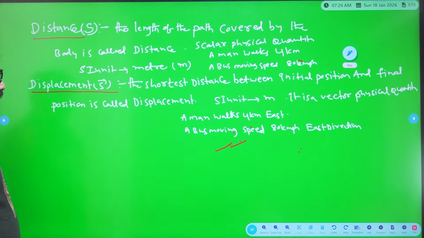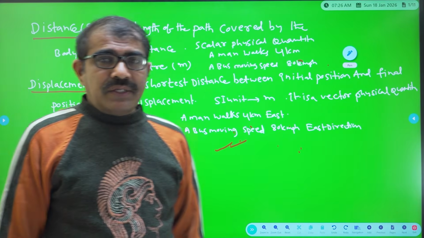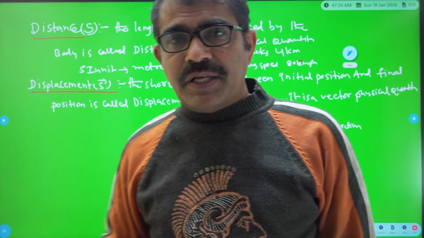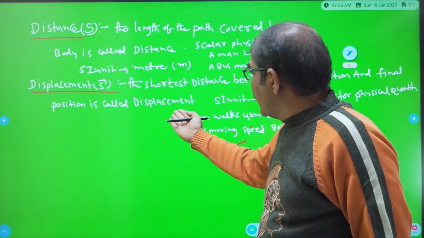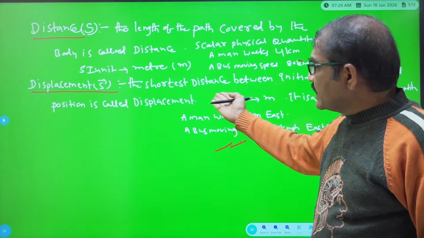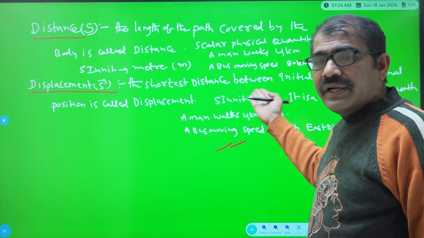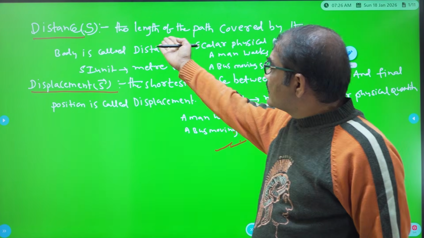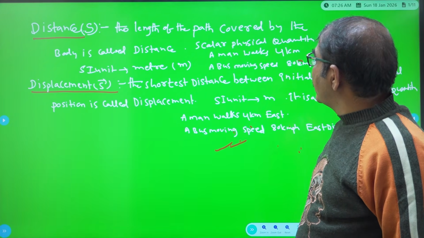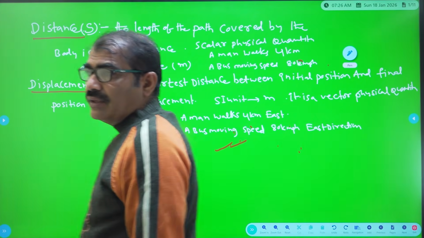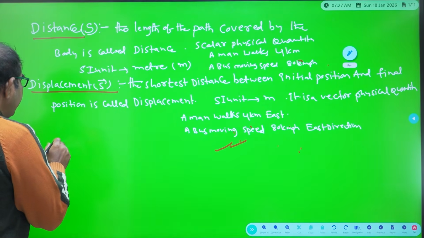Now I am giving some examples about distance and displacement. Distance, displacement. So this is the shortest path between initial point and final point. Now this is the total length of the path followed by the body, or length of the path covered by the body. Right? Here I am taking one example.